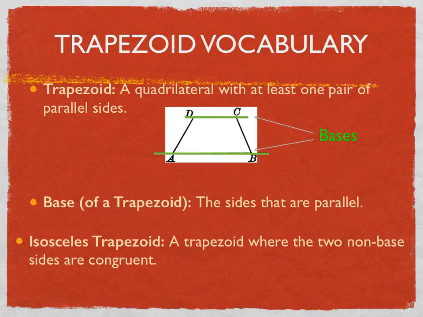That's actually where we're going to define this today. We're going to look more at those two non-base sides being congruent. So the two sides that are not my bases are also congruent. What are those two sides on this one? Abby, what two sides are my congruent sides here? AD and CB.